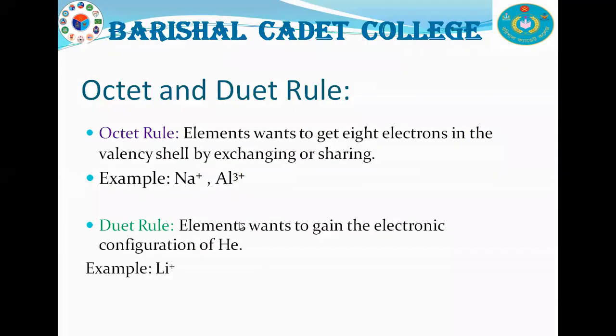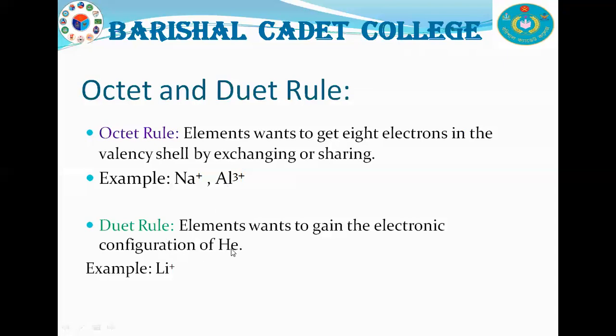Octet and duet rule: the rule which is used for the stability of an atom. Here, in case of octet, all the elements want to gain 8 electrons in their outermost energy level, called octet configuration. Here, the sodium atom releases an electron, gains the electronic configuration of neon, and its outermost energy level contains 8 electrons. In case of aluminium 3 plus, it releases 3 electrons and gains the electronic configuration of neon, and its outermost energy level contains 8 electrons, and it gets the stability of the atom.